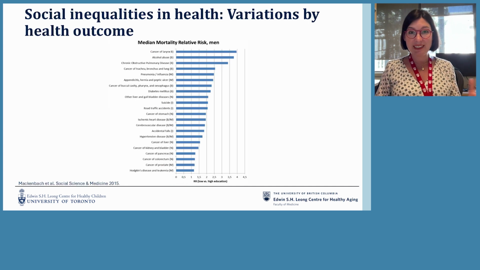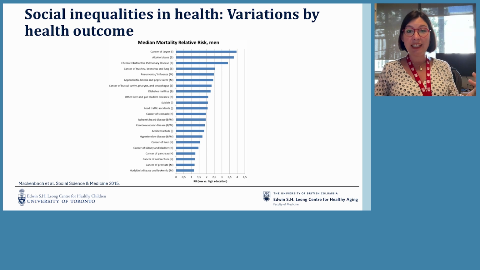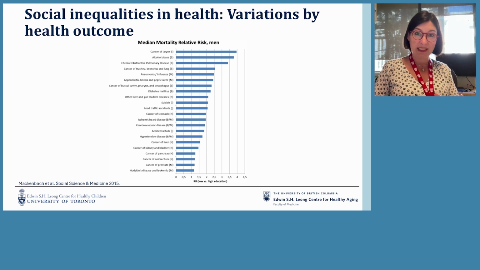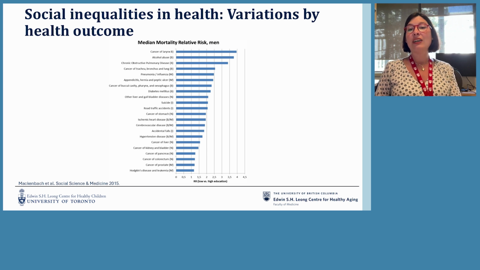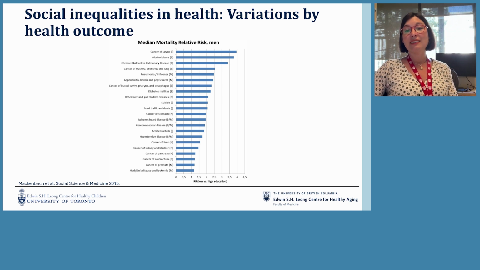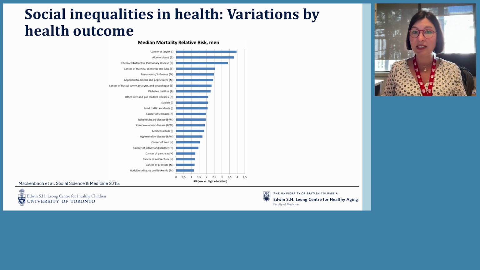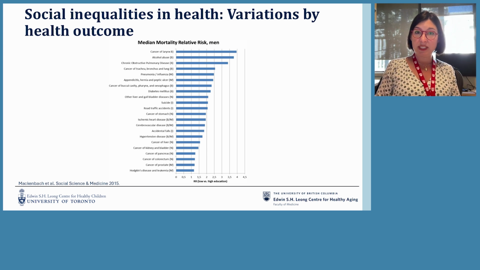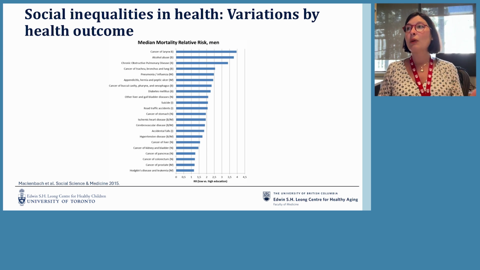So what explains these social inequalities in health? What explains the link between social determinants of health and health outcomes or aging and across the life course? It is very difficult to give a comprehensive answer to these questions because, as we have seen and as we know, social inequalities in health vary by health outcome.